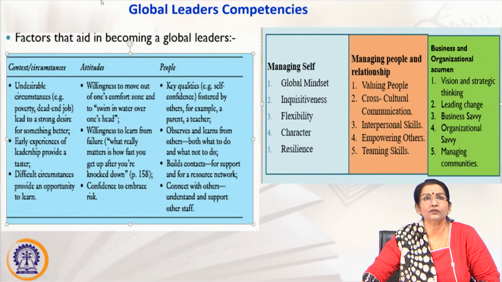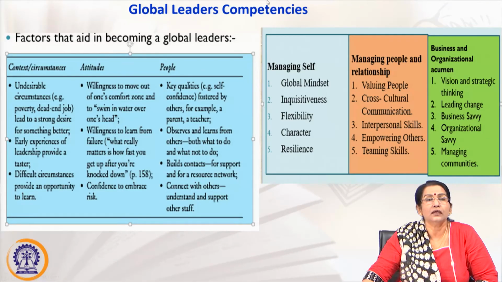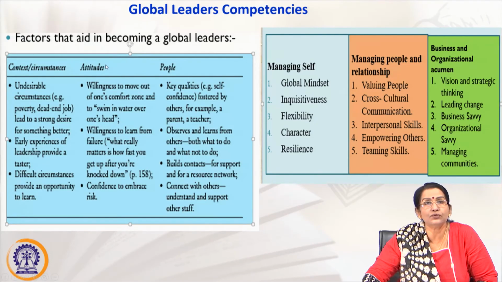And then you can see the global leader competencies are described in this way. First, how can they develop positive attitudes, then how they should behave like positive people, and the factors that aid in becoming global leaders. These factors are like your observation skill and connecting with others: how you observe and learn from experiences, how you build contacts, how you connect with others, how you grasp the whole thing, and what the key qualities are.